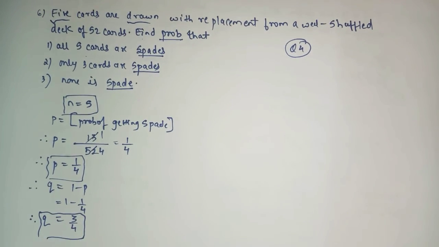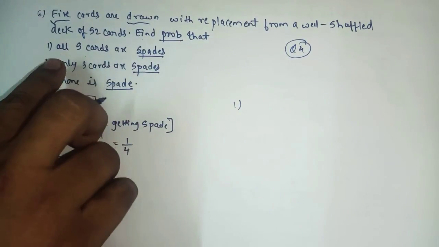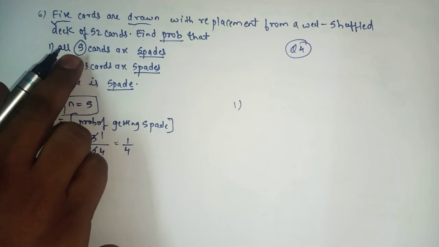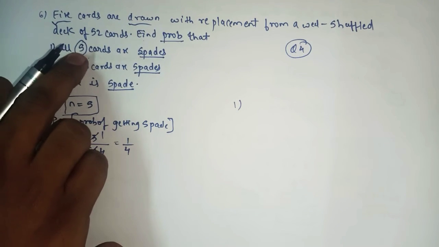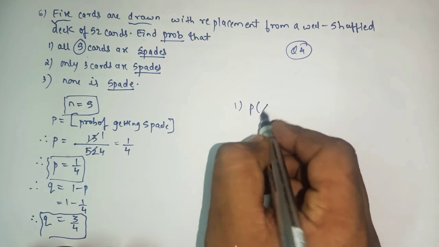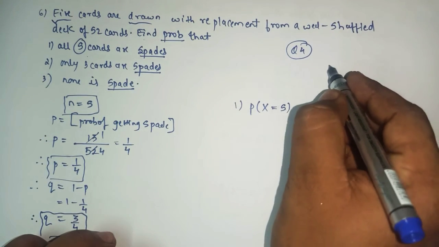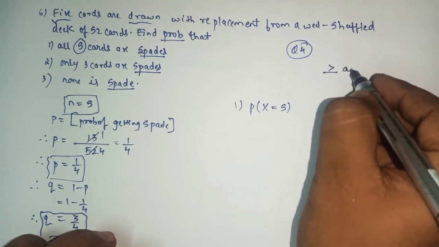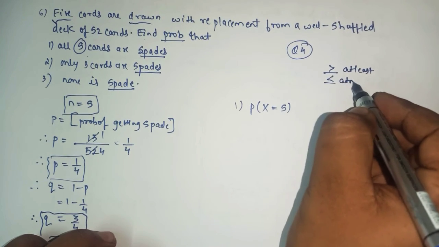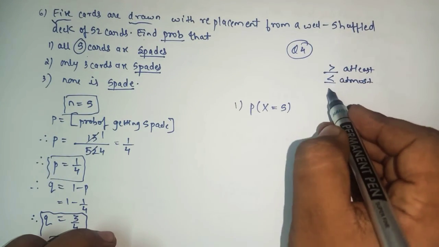Okay, so the first one which you have to find, what? All 5 are spade. Now remember this number, for the first one we have to find the probability. All 5, this number 5 is without at least and at most. That means we have to find for x equals to 5. So whenever the word comes at least, it means what? Greater than equal to. At most means what? Less than equal to. Whenever numbers come without at least and at most, it means equal to.